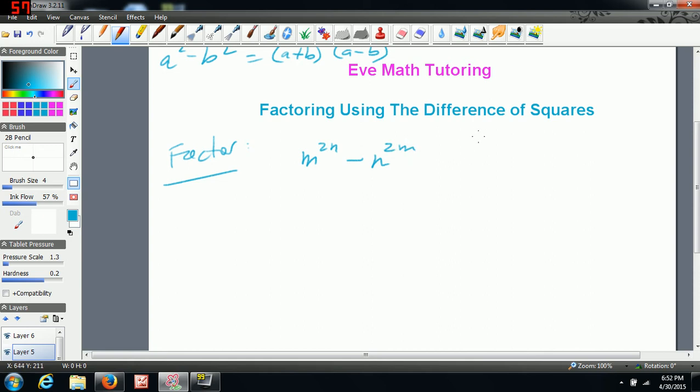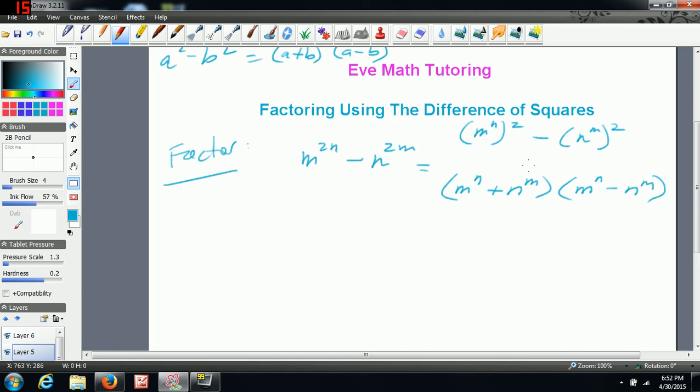So if I wanted to write that out, m to the n squared minus n to the m all squared. You would write it like this, so a squared minus b squared. So that would become m to the n plus n to the m, and then the other part would be m to the n minus n to the m.